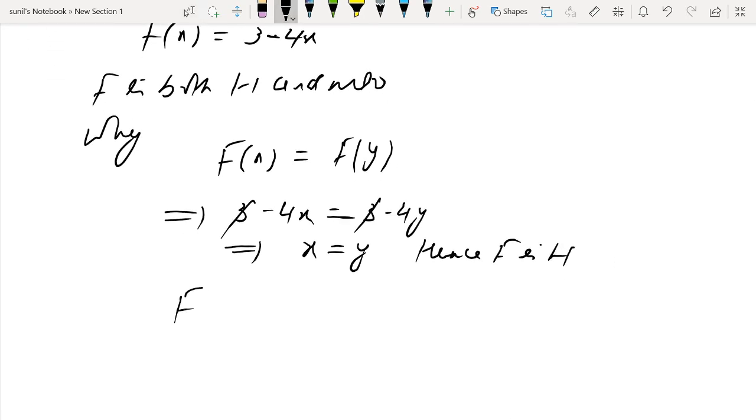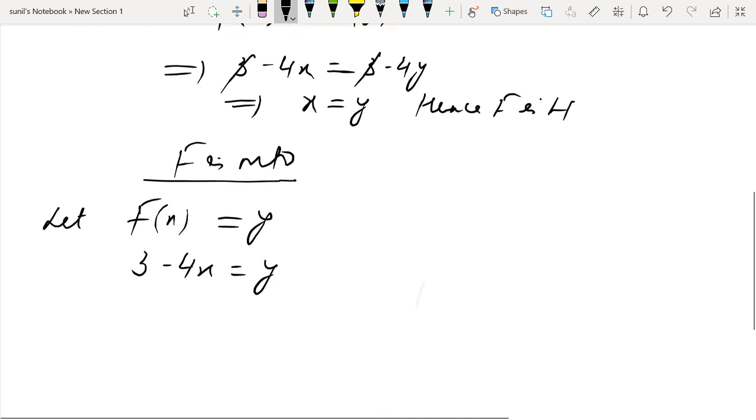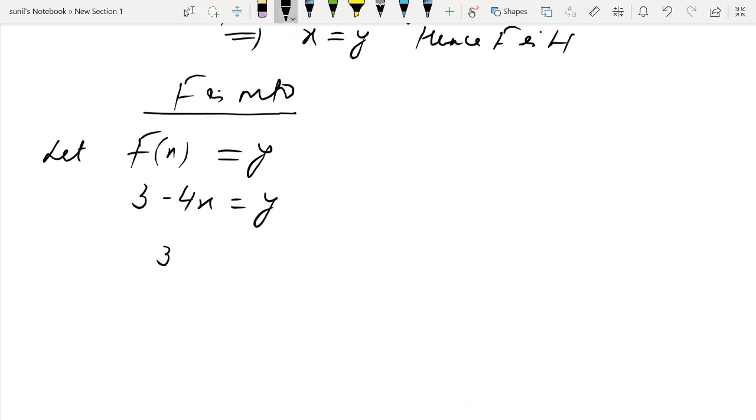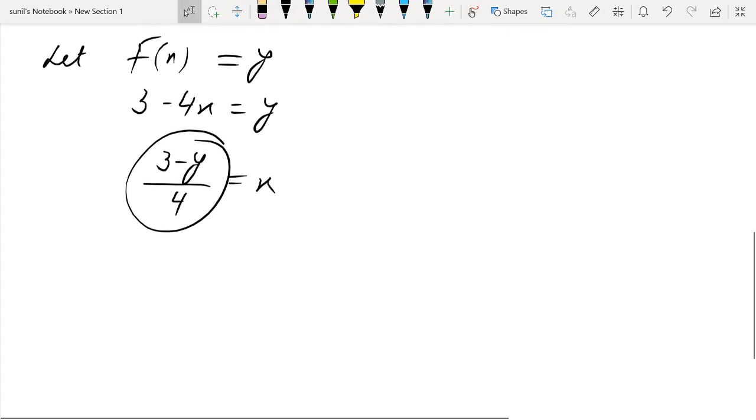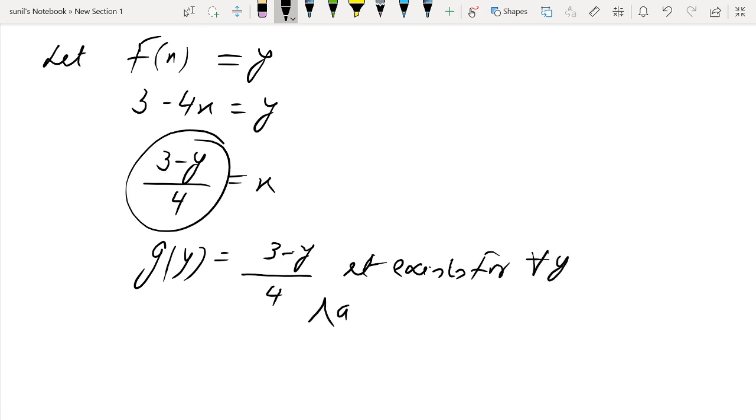Now f is onto. How are we going to prove it? We are going to find the range of the function. Let f(x) be equal to y, that is, 3 minus 4x is equal to y. Now express x in terms of y, that is, (3 minus y) upon 4 is equal to x. Now this is your new function g(y). You will find the domain of it. You can say that it exists for every y, for all y. So therefore range f is R, which is equal to the codomain.